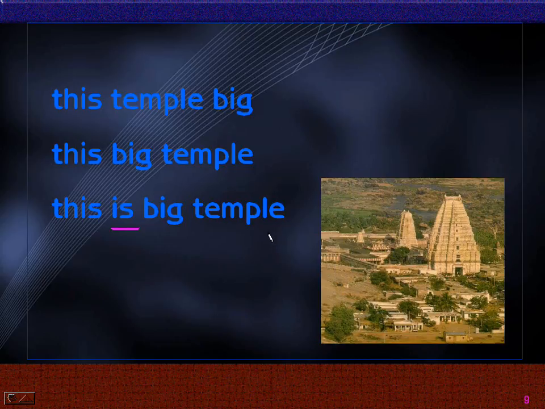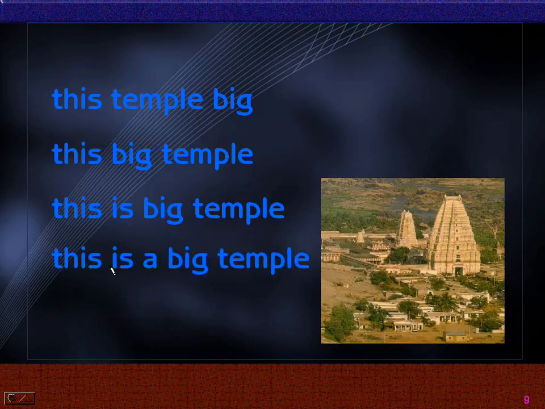Now, when you say this is big temple, is only one temple big? Therefore, in order to make it more proper, we made another sentence. Now it says this is a big temple. When you say this is a big temple, it's one big temple among many. It means there are many big temples, and this is also one of them. Now this sentence is almost proper.